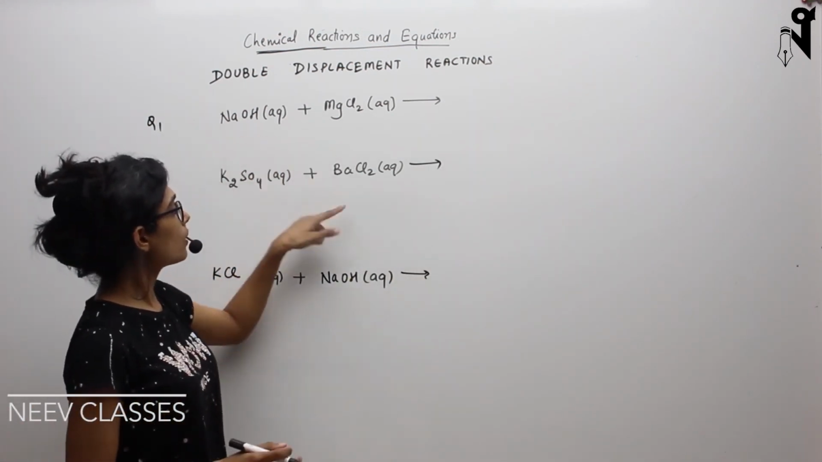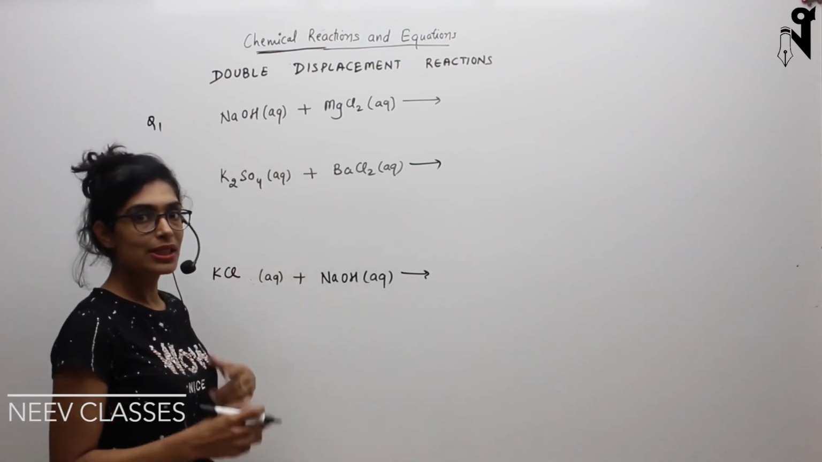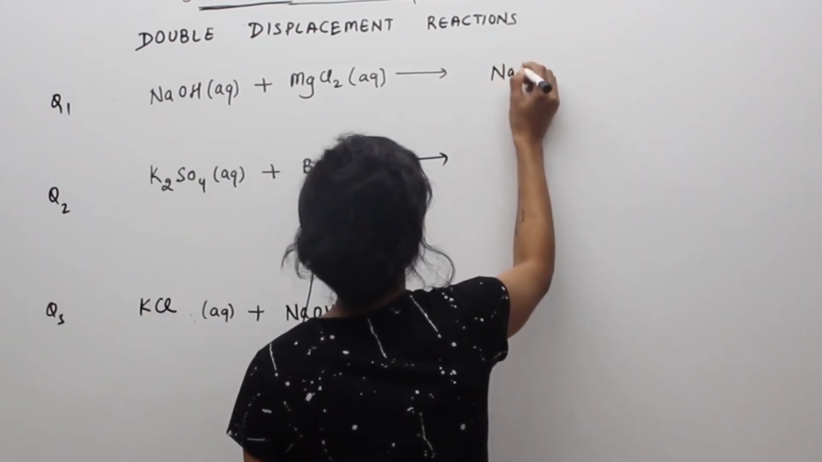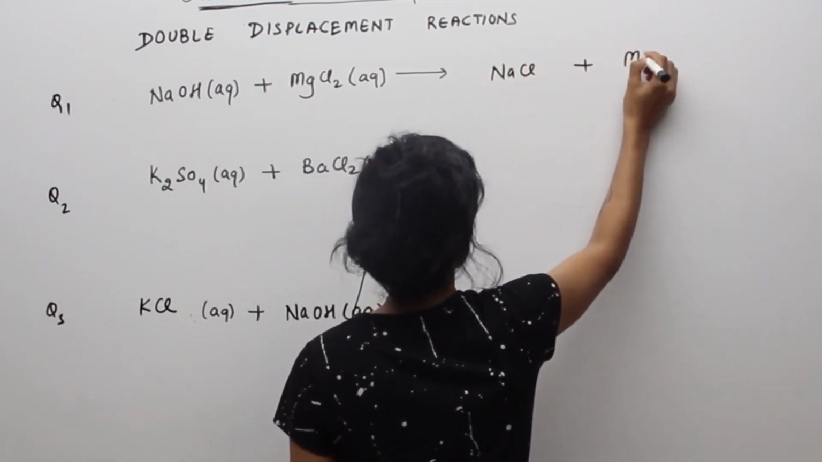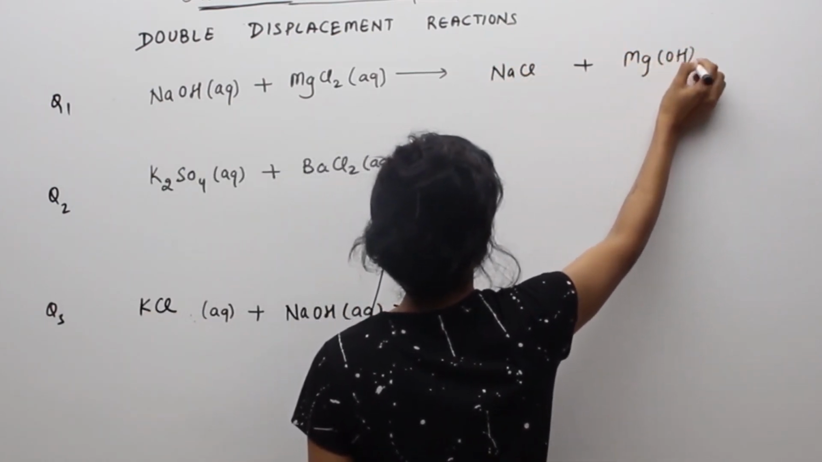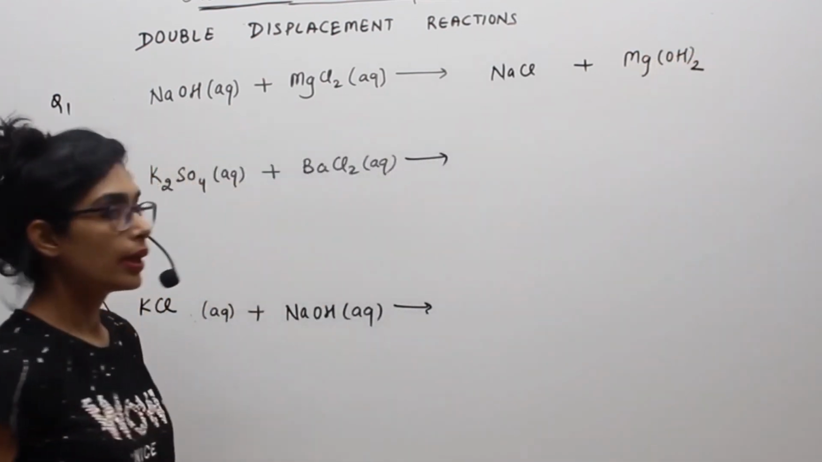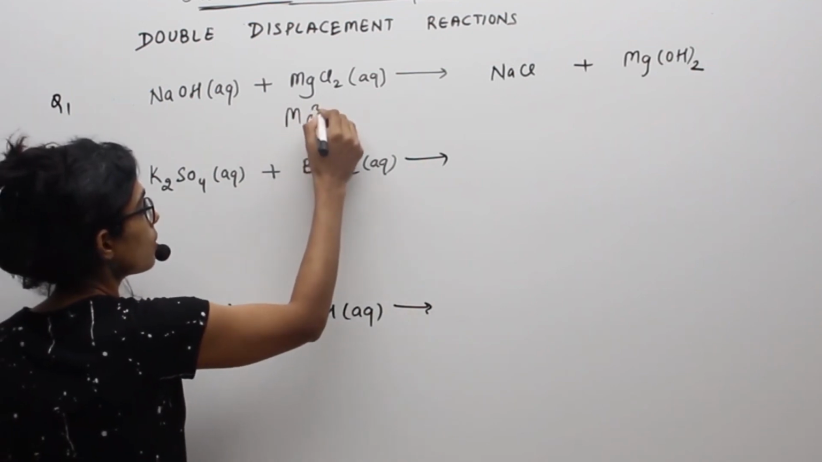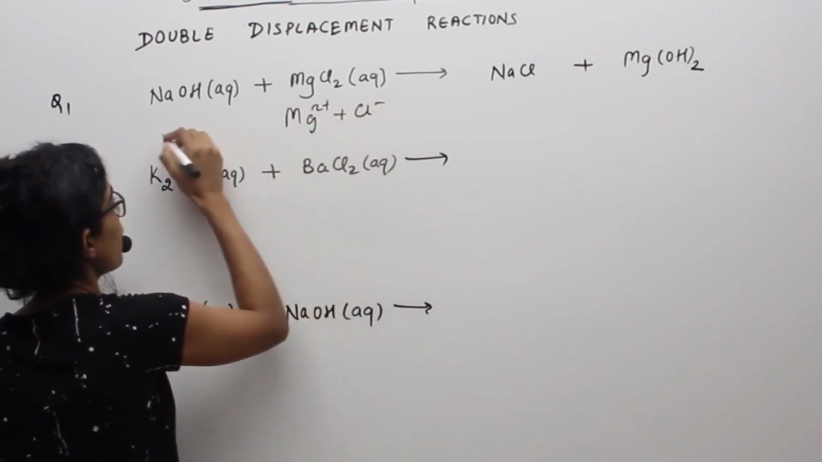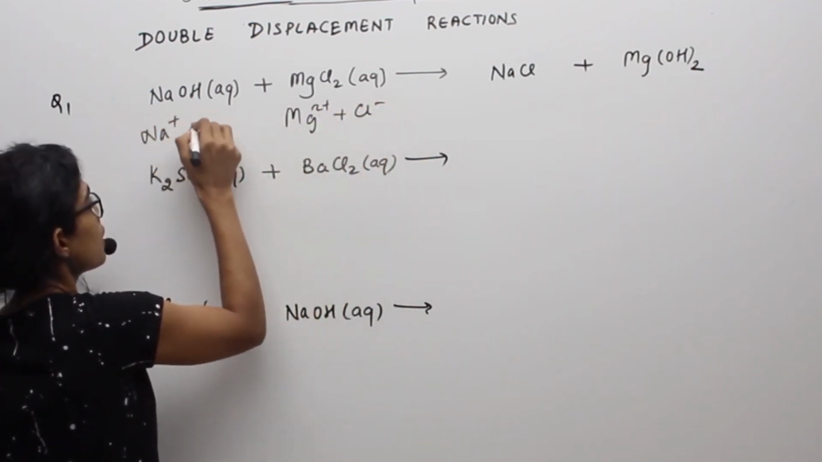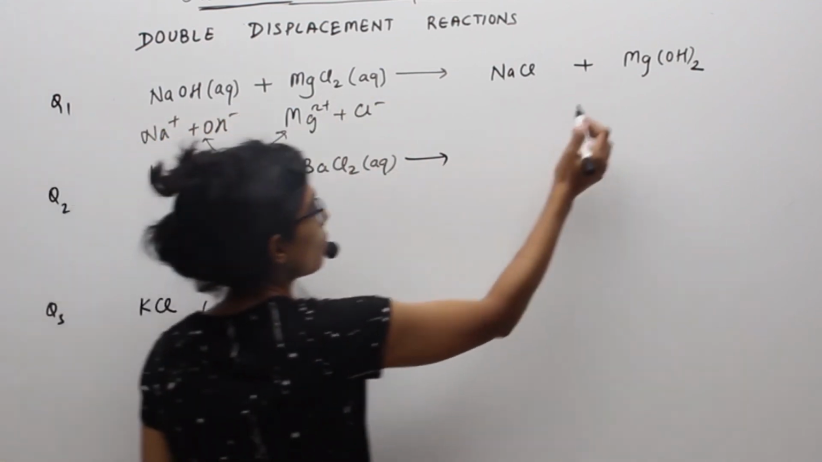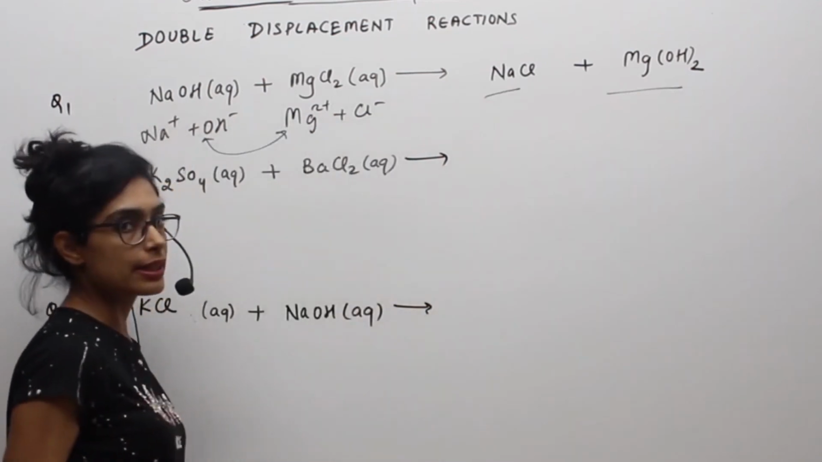So now what we'll do is we'll write the probable products and we'll see whether the reaction is possible or not. So here if I do the double displacement, I'll get NaCl plus Mg(OH)2. Right? This is what the products I'll get because Mg will break down as Mg2+, chlorine will break down as Cl-, this is Na+ and this is OH-. So if ion exchange is happening, this will form Mg(OH)2 and this will form NaCl.